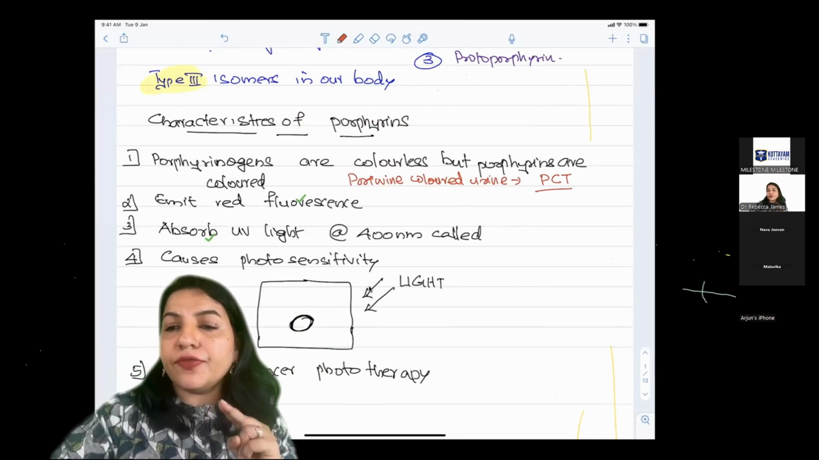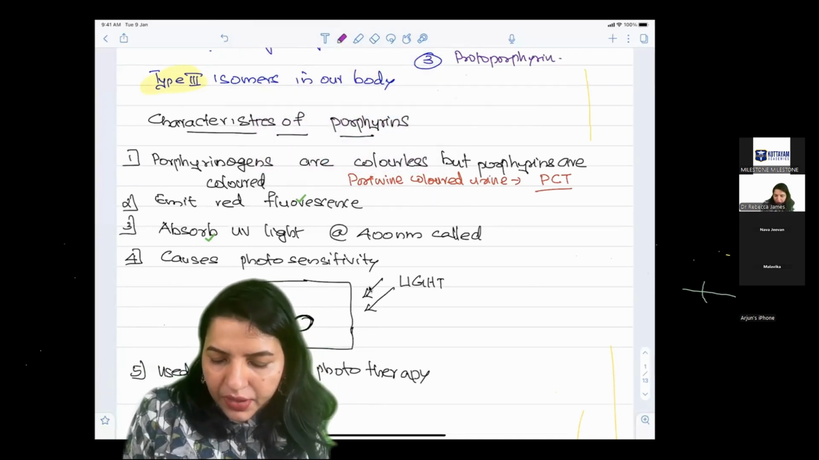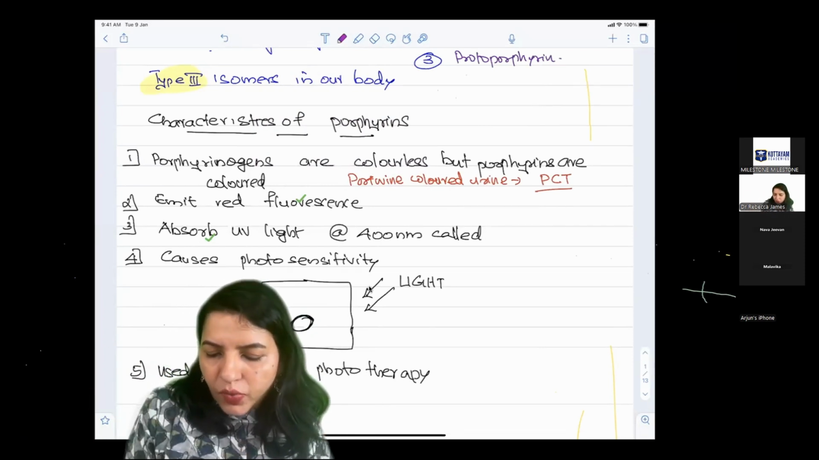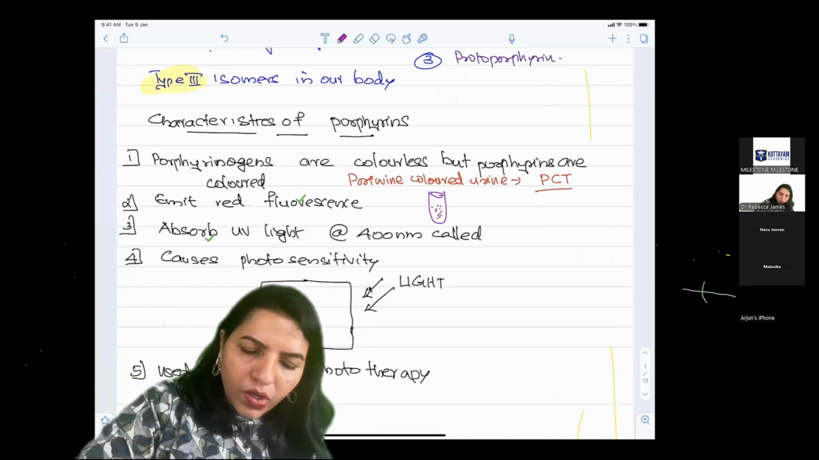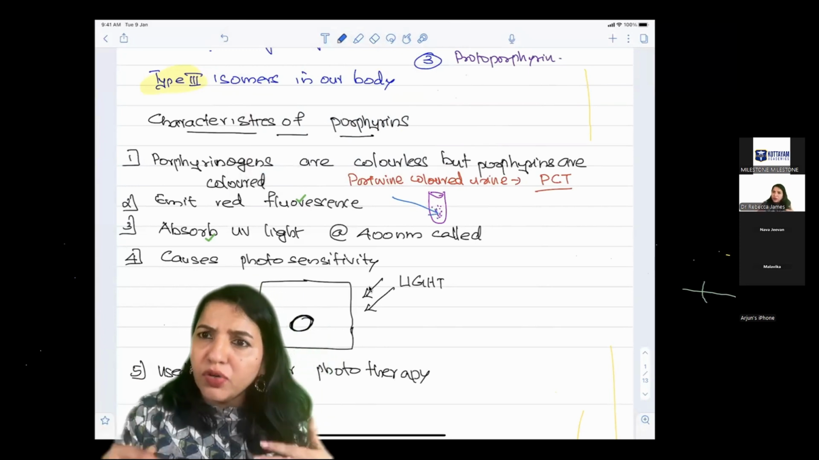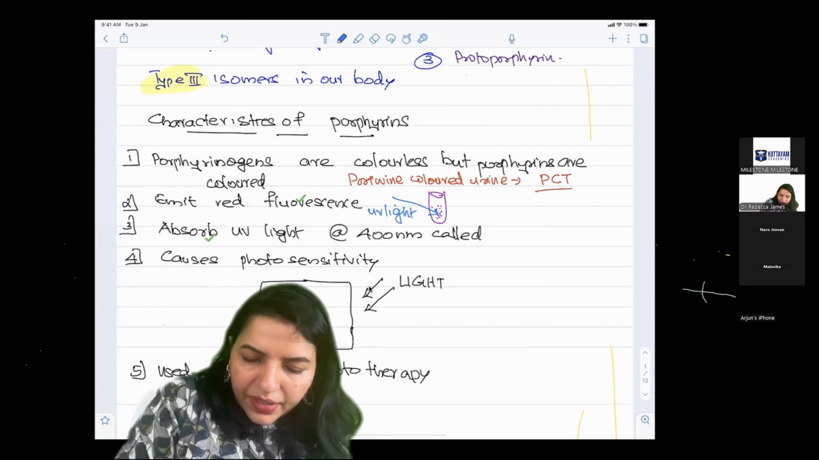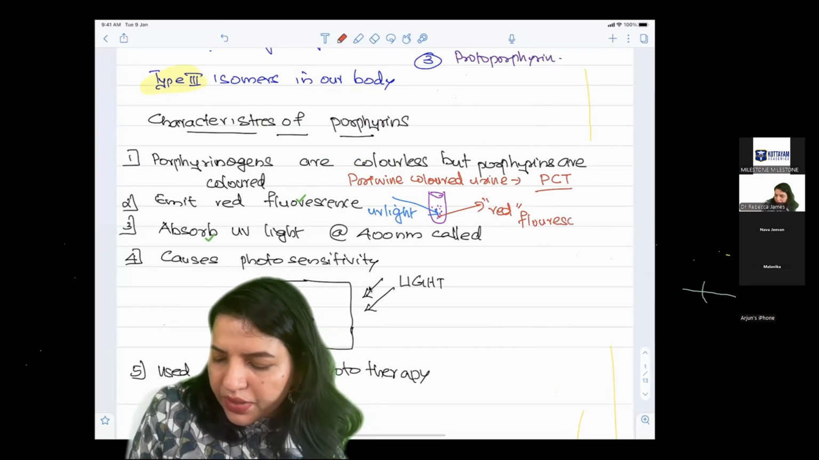Then it emits red fluorescence. What is the importance of this emitting red fluorescence? So if we have any tissue sample or any blood sample or urine sample, whatever it is, I'm just taking a urine sample here. In this urine sample, if there are porphyrins, what will happen? If you illuminate this urine or whichever specimen we have with UV light, then what is emitted out of it is a red fluorescence.